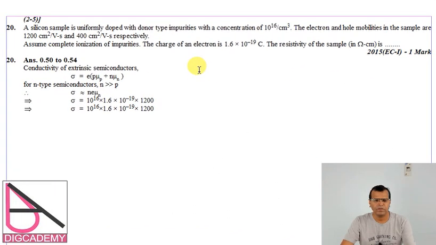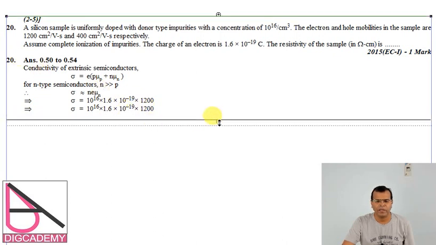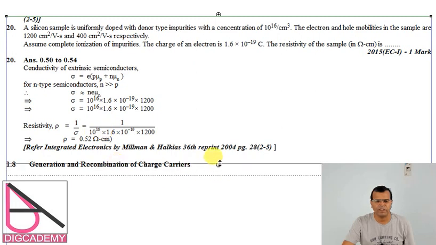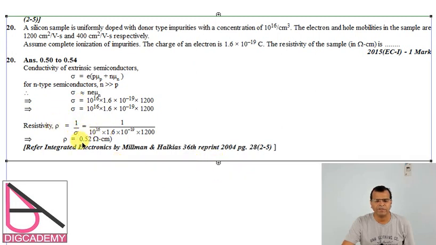A silicon sample is uniformly doped with donor type impurity with the concentration given to you. The electron and hole mobilities in the sample are this much. Assuming complete ionization of the impurity, and the charge of the electron given, you have to calculate the resistivity, and we know what conductivity is. This is an n-type semiconductor with n much greater than p, so you find the resistivity. Resistivity is 1 by conductivity, and we get this value, 0.52, which was the option given to you. This is the reference for the formula used.